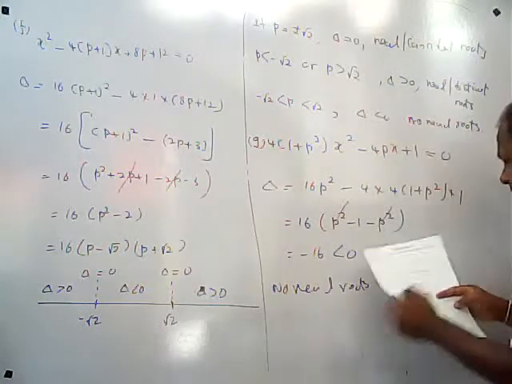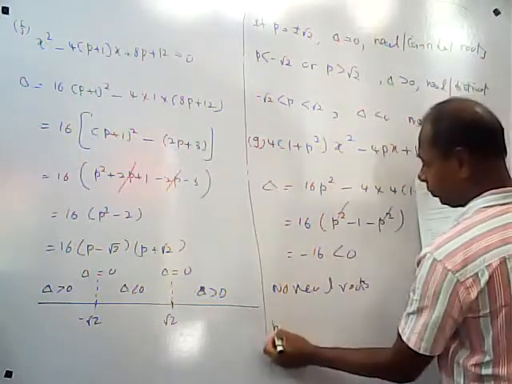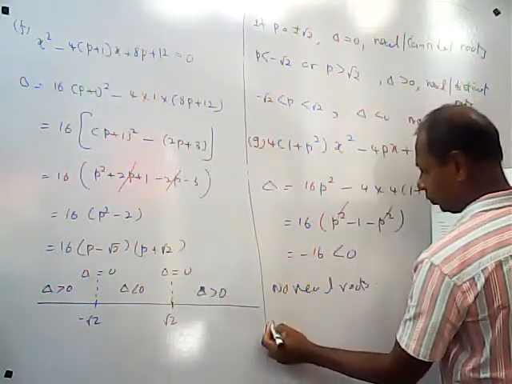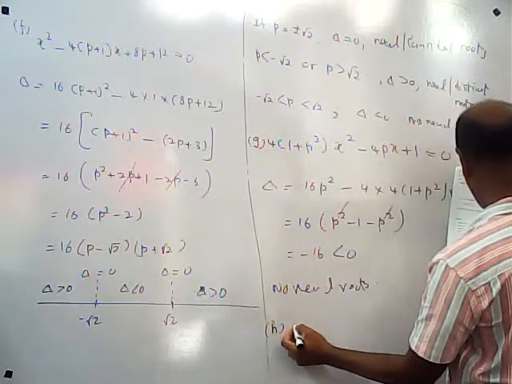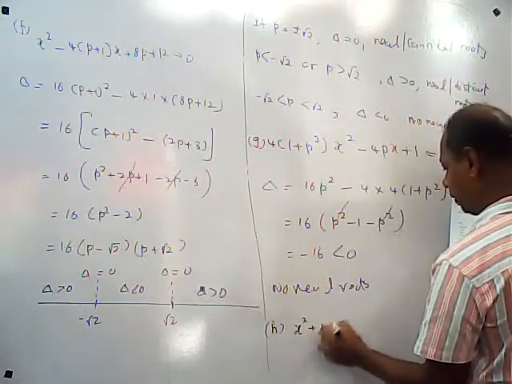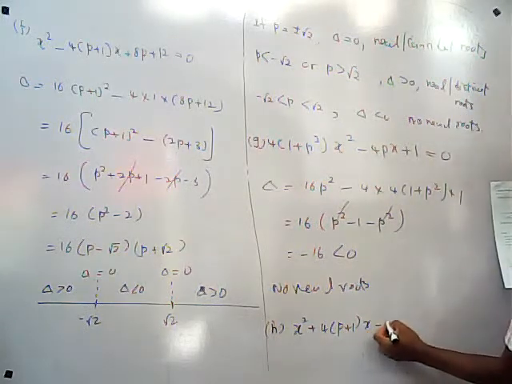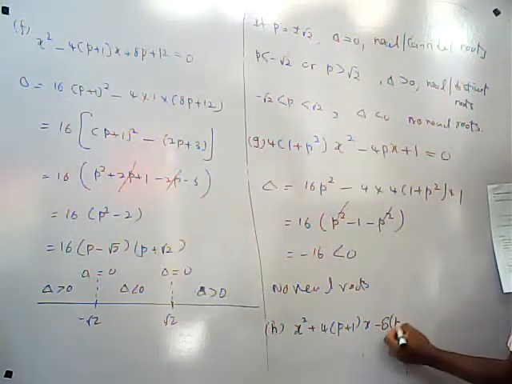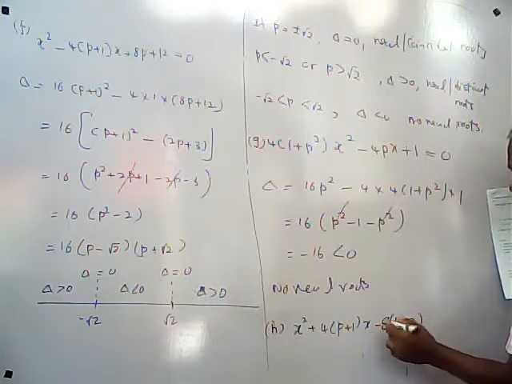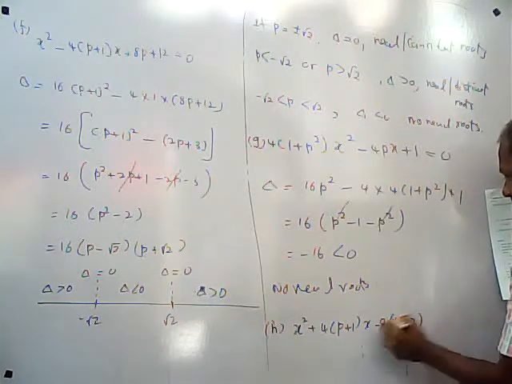Last part is this: x square plus 4 times (p plus 1) x minus 8p minus 3 equals 0.